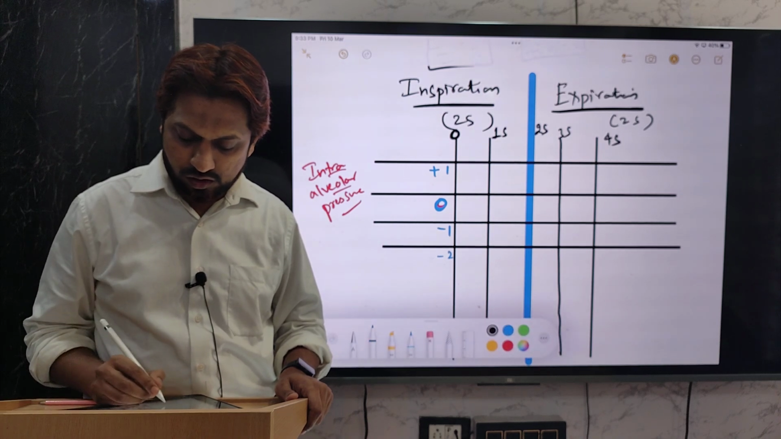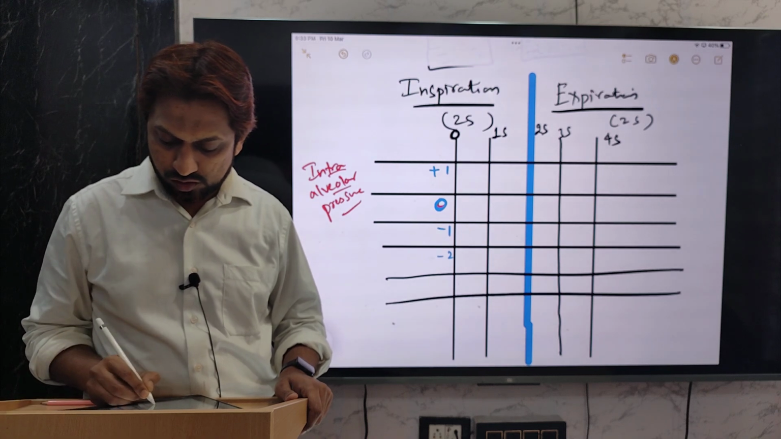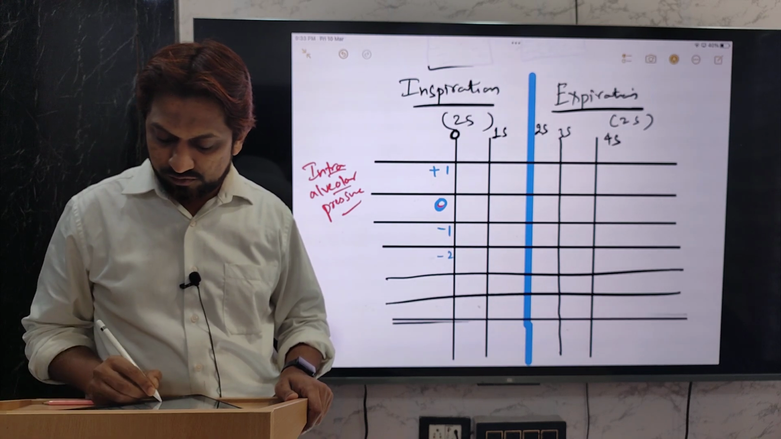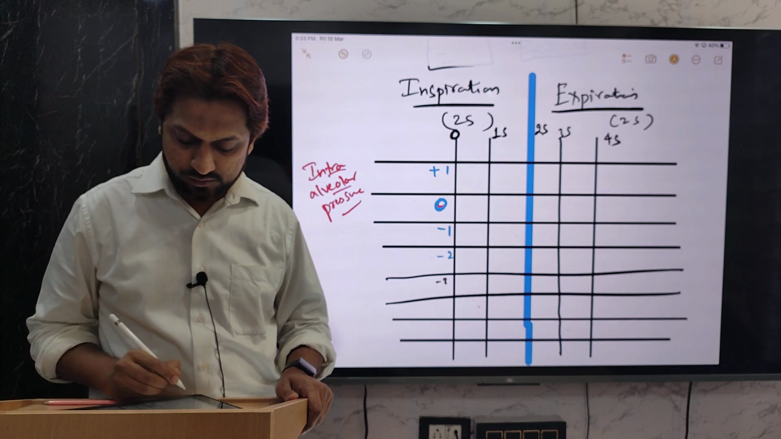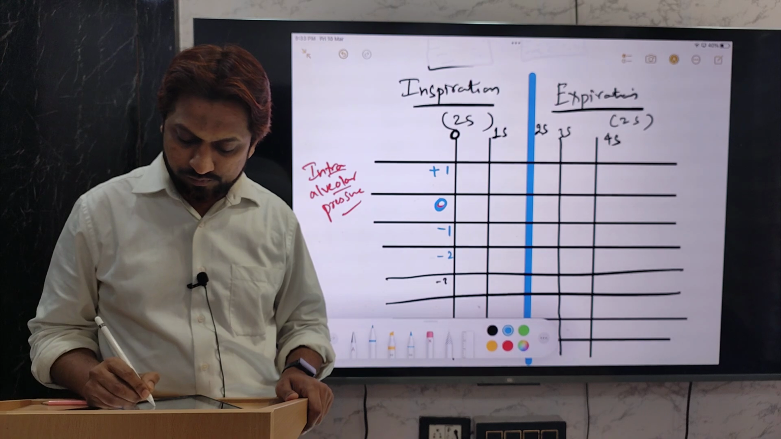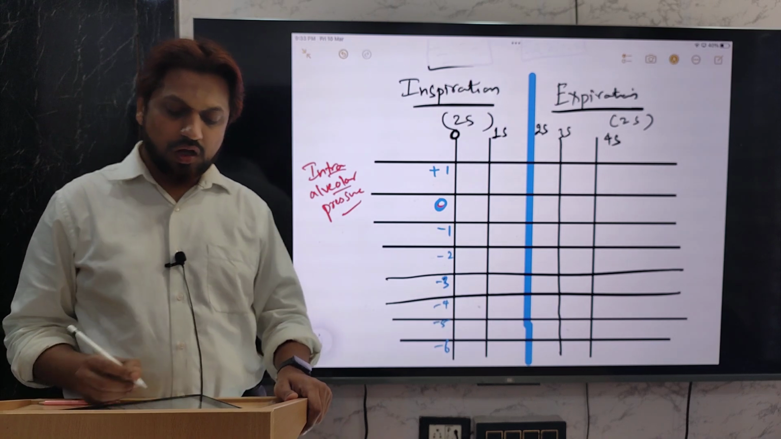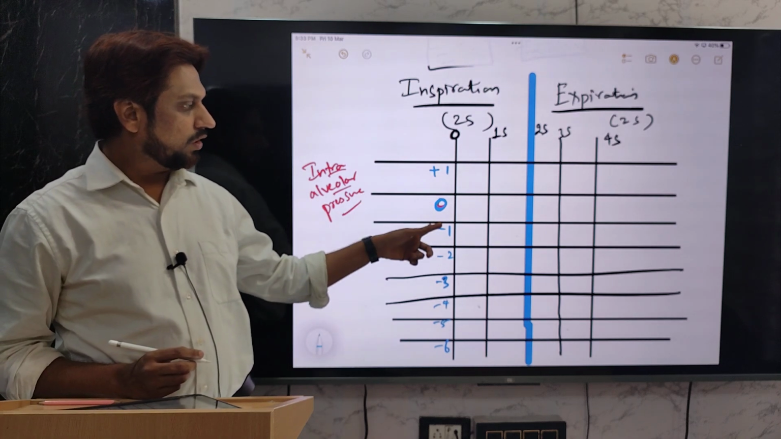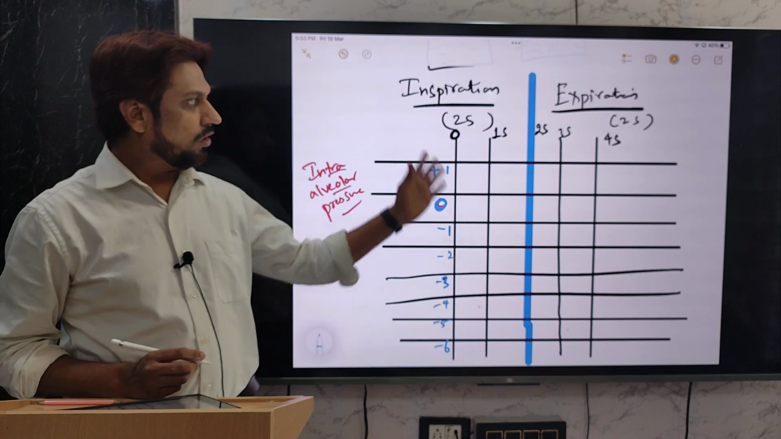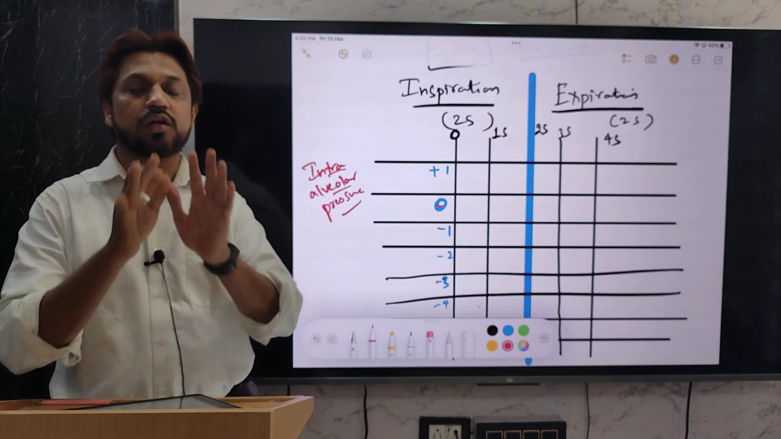Again further we'll draw a few horizontal lines: -3, -4, -5, -6. Now on the y-axis this is 0 millimeter of mercury, +1 millimeter of mercury, and -1 to -6 millimeter. On the x-axis, time duration. Now first we are going to see the intraalveolar pressure changes.